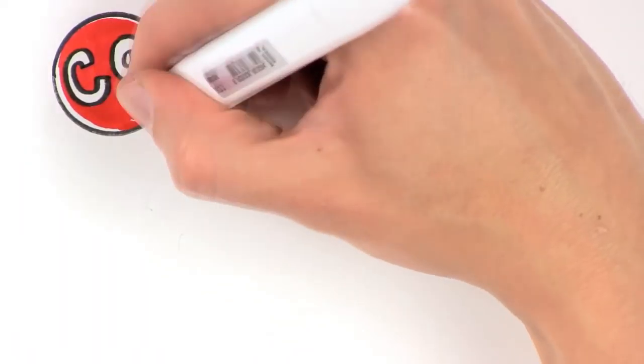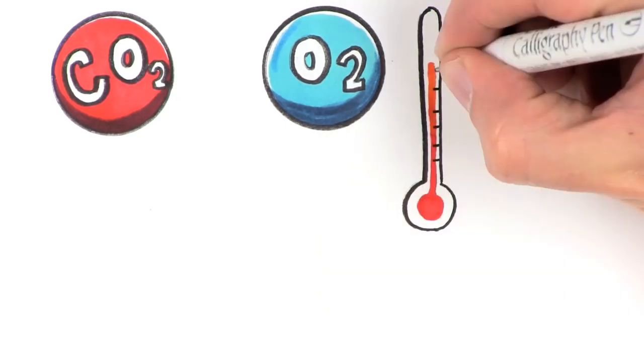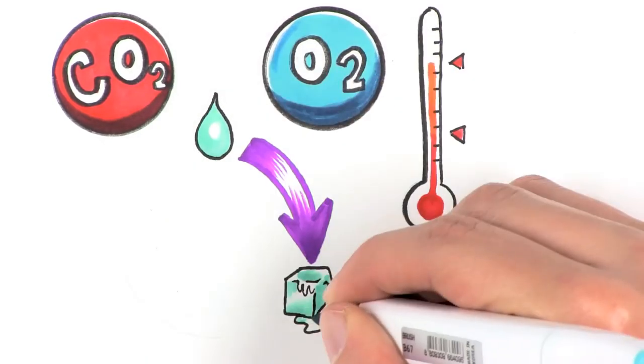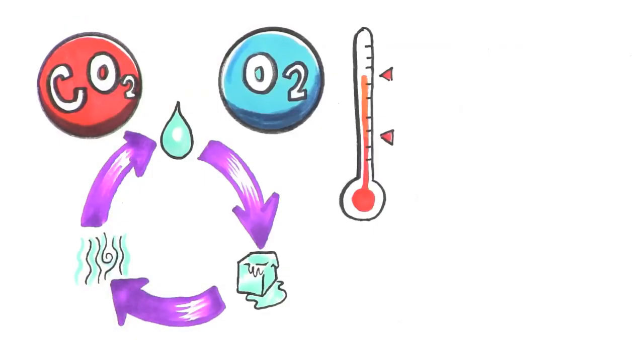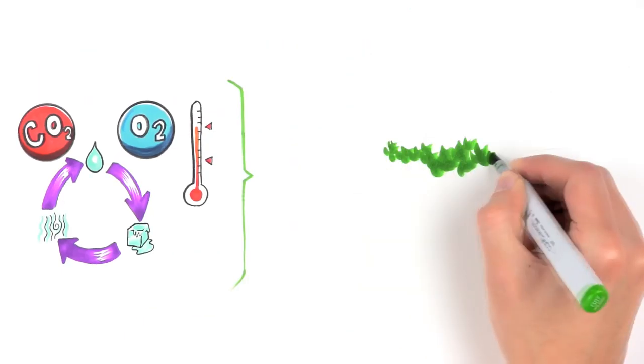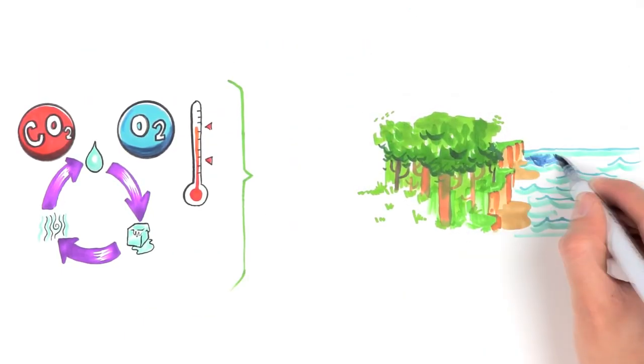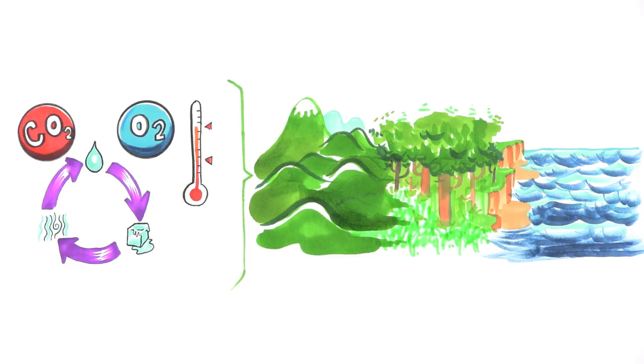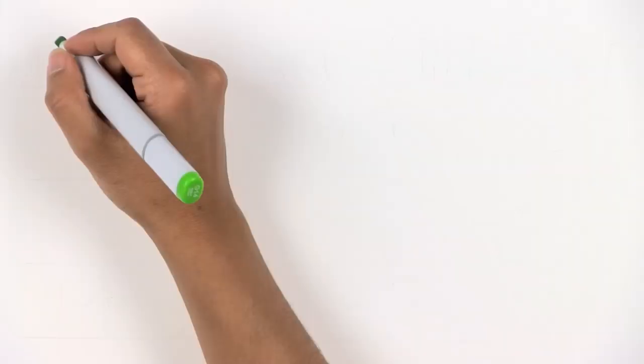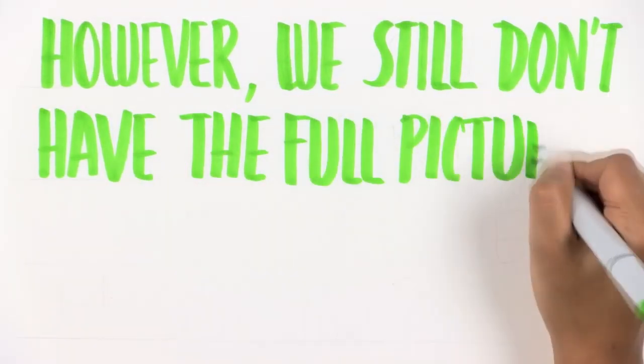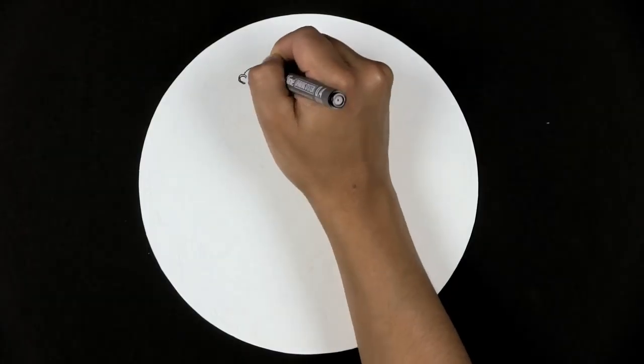In short, regulating the amount of oxygen and carbon dioxide, keeping temperature within certain limits, and participating in the water cycle by creating winds and keeping water in the ground are some of the functions that the Amazon performs in tandem with the Atlantic Ocean and the Andes Mountains. However, we still don't have the full picture. What are we missing? Animal life.